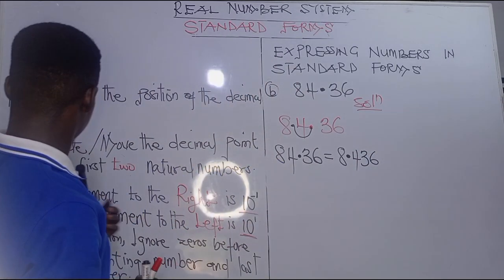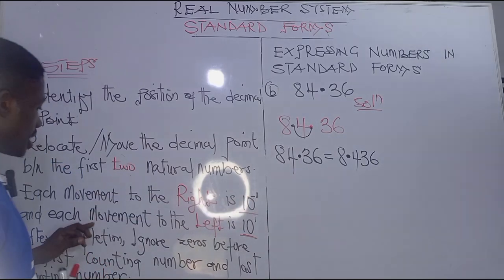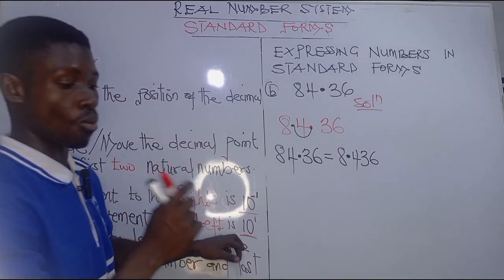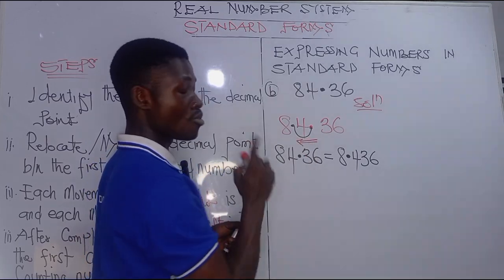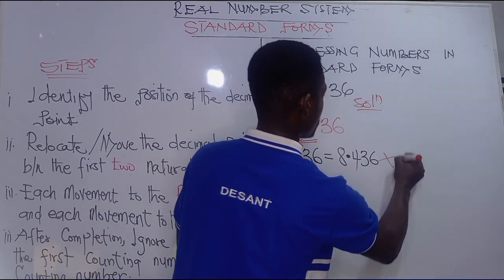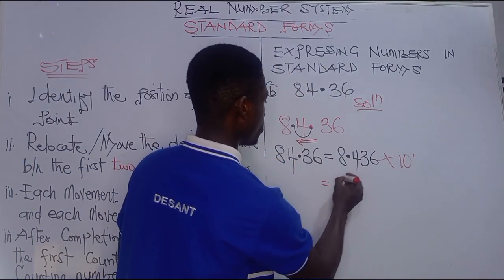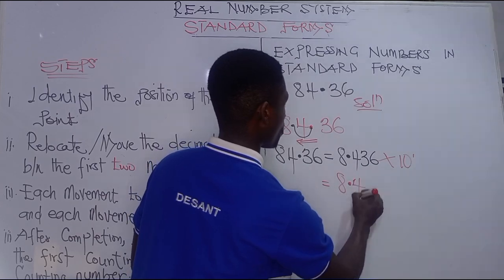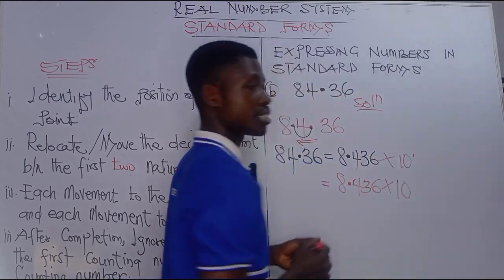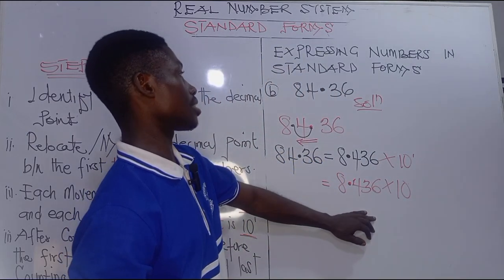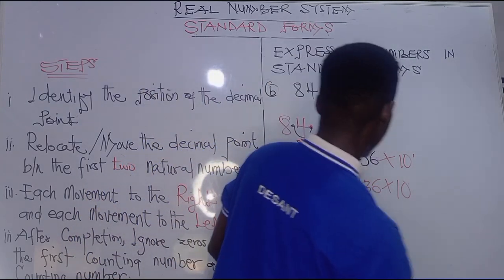Now the third step says that each movement to the right is what? This, and then each movement to the left is what? 10 power 1. So we realize that we moved to the left and that movement is only 1. So we multiply this by 10 power what? 1. So we have 8.436 times 10 power 1, or 10. So this is the standard form of this very number. Let's take one last example and then we run out of here.